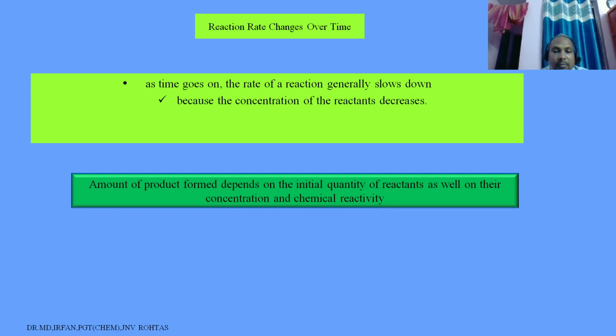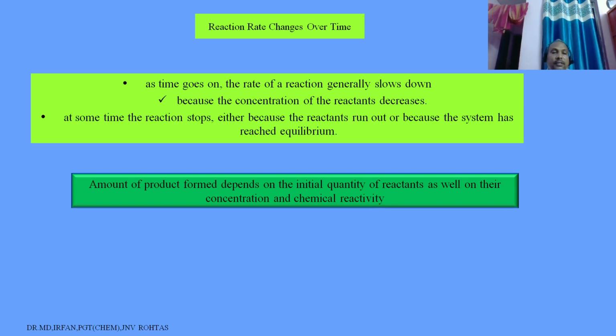Amount of product formed depends on the initial quantity of the reactant as well as on their concentration and chemical reactivity. आपको कितना प्रोडक्ट किसी भी केमिकल रिएक्शन से मिल रहा है यह रिएक्टेंट की इनिशियल क्वांटिटी पर डिपेंड करेगा. साथ ही साथ concentration ऑफ रिएक्टेंट पर डिपेंड करेगा, उसकी केमिकल रिएक्टिविटी पर डिपेंड करेगा. ज़्यादा रिएक्टिव होगा ज़्यादा प्रोडक्ट बनाएगा, कम रिएक्टिव होगा कम प्रोडक्ट बनाएगा.